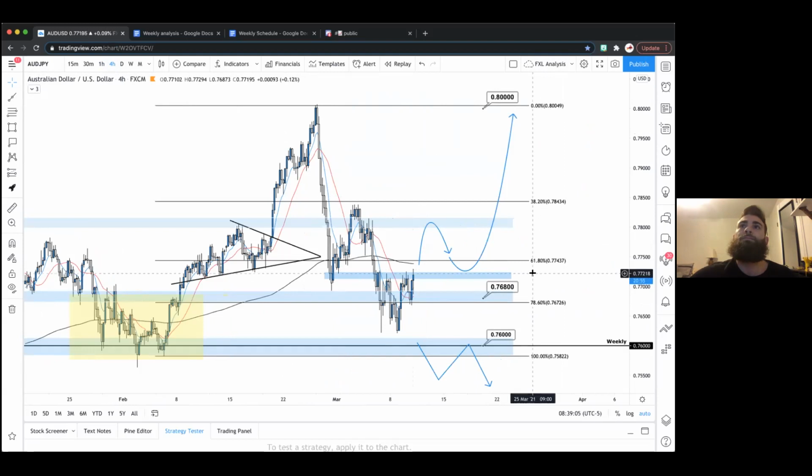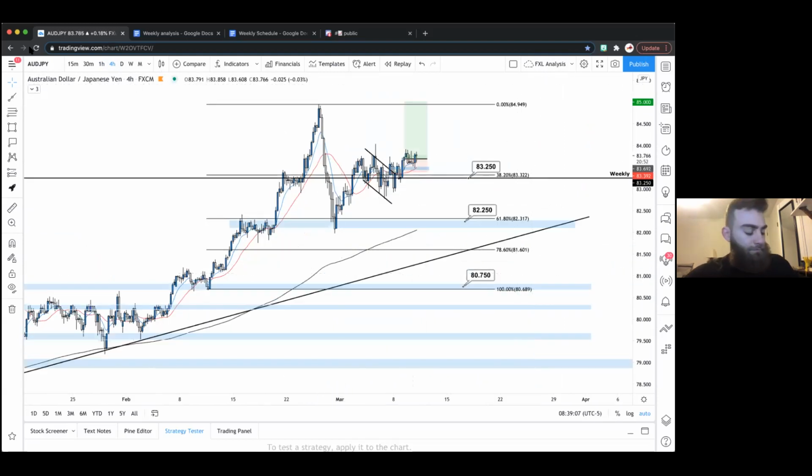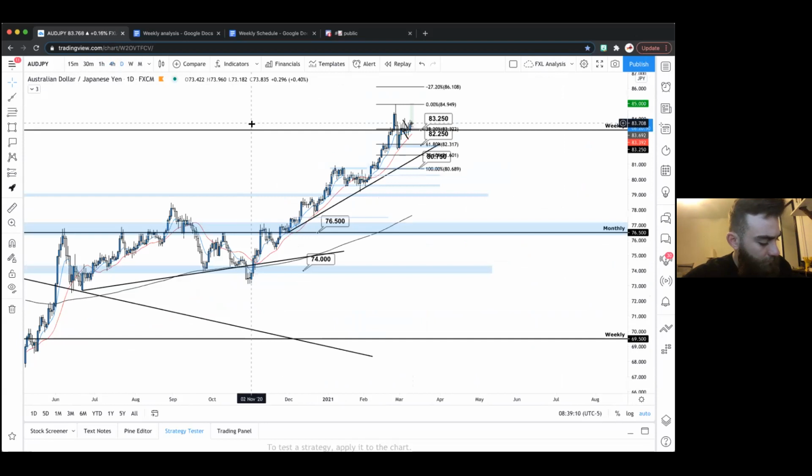Okay. Move on to AJ. Same thing with AJ, guys. Overall bullish on the daily. Currently at a weekly level, but we are pushing above it. So very much bullish. Let's go to the 4-hour.